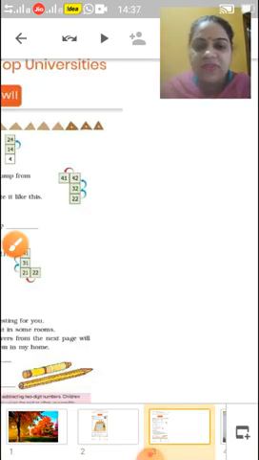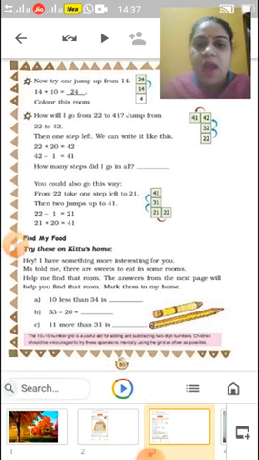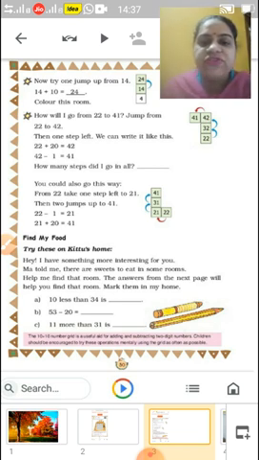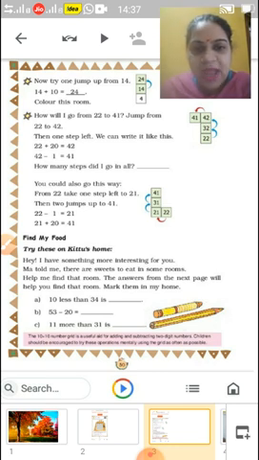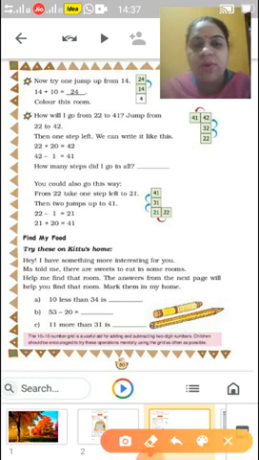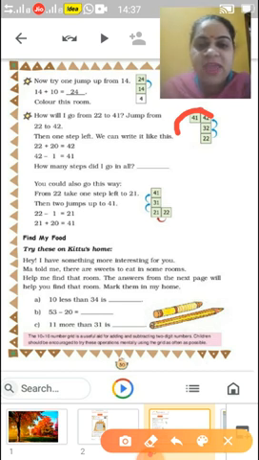Now next, how will I go from 22 to 41? Jump from 22 to 42, then one step left. Now he will take one step left, from 42 to 41. We can write it all like 22 plus 20. Now he was saying 22 plus 20 is equal to 42.